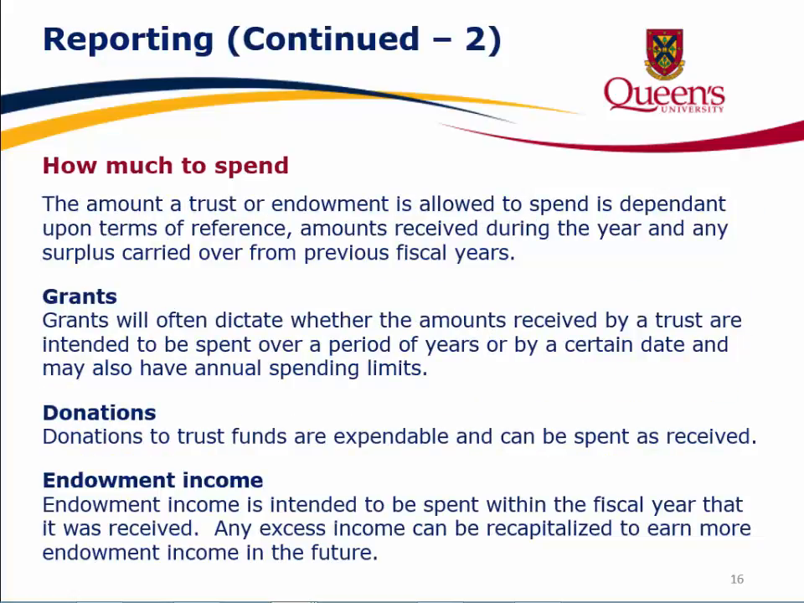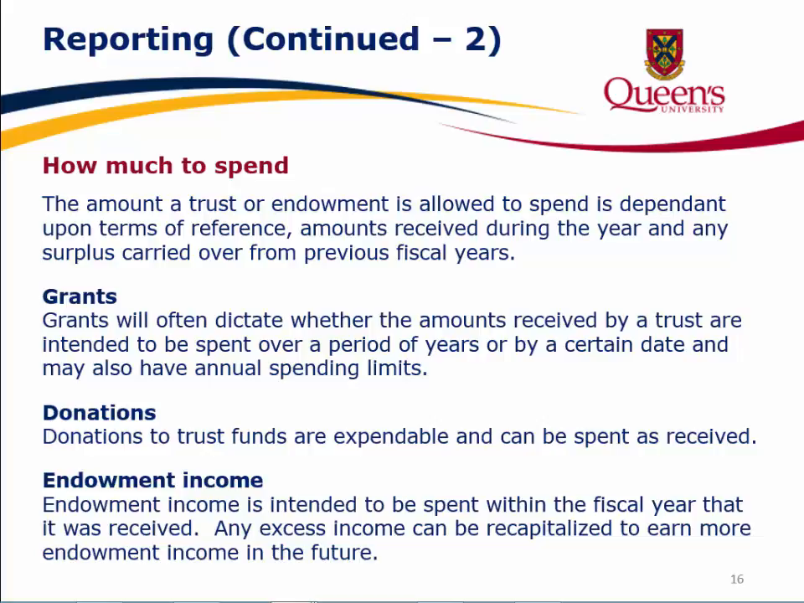How much to spend? The amount a trust or endowment is allowed to spend is dependent upon terms of reference, amounts received during the year, and any surplus carried from previous fiscal years. Grants. Grants will often dictate whether the amounts received by a trust are intended to be spent over a period of years or by a certain date and may also have annual spending limits.